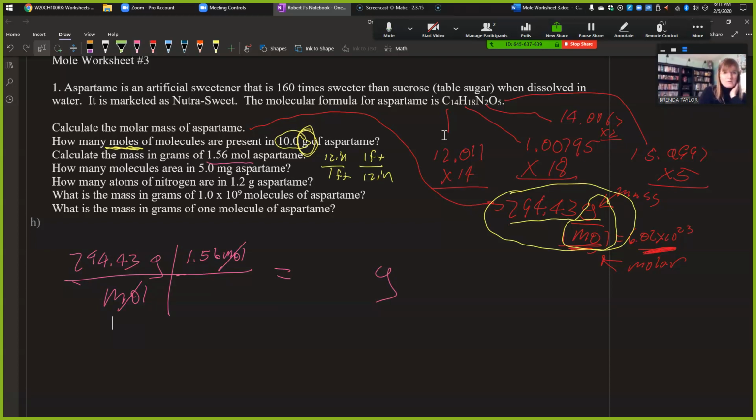So the 294 times 1.56, and I got 459.31 grams. So that makes sense to me because 1 mole has a mass of 294, and this is more than 1.5 moles. So it shouldn't be close to 600, because close to 600 would be 2 moles. I'm only at 1.5 moles, so 460 seems reasonable.